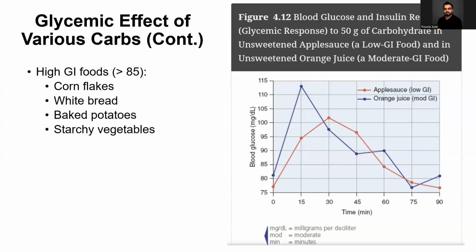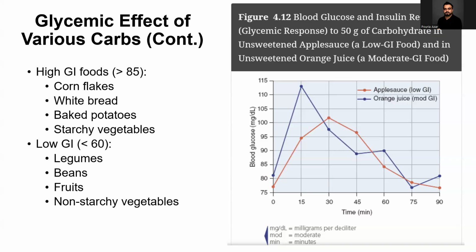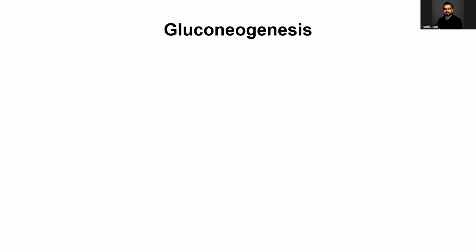We can also categorize different foods based on their glycemic index. We have high glycemic index foods whenever the GI is more than 85, for instance white bread, baked potatoes, starchy vegetables, and cornflakes. And we have low glycemic index foods, which have a GI less than 60, including legumes, beans, fruits, and non-starchy vegetables.